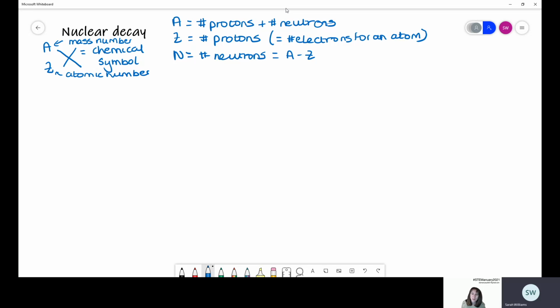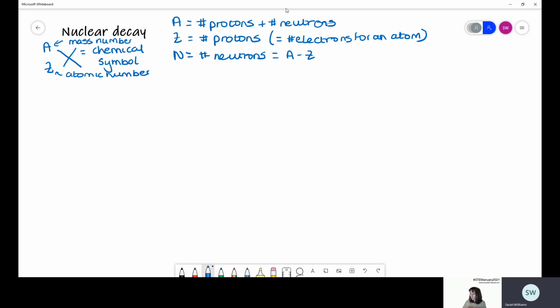So if you look in the periodic table of elements, which classifies the different chemical elements in order of increasing proton number, you'll see that some elements have a mass number that's not an integer, so it's some fractional number. And the reason for that is that many elements have several common isotopes.